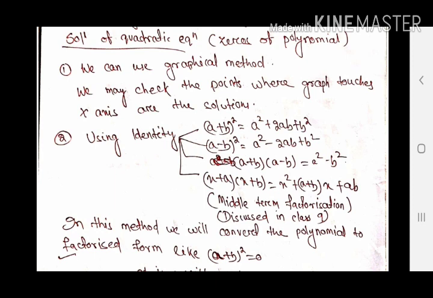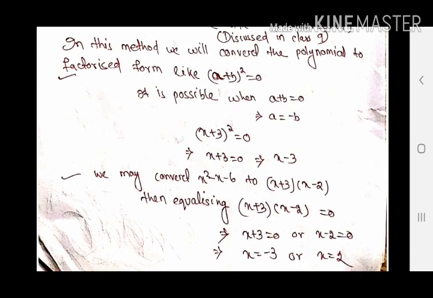Already we have discussed that x minus 2 is a linear polynomial. What is the value of x? We equate the polynomial to 0. So x minus 2 equals 0, so x equals 2. Similarly in this case, we equate (x plus a) into (x plus b) to 0. As the product of two things is 0, either the first one, x plus a, is 0 or the second one, x plus b, is 0. Similarly we get the values of x.